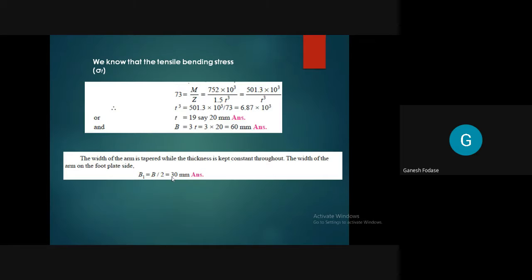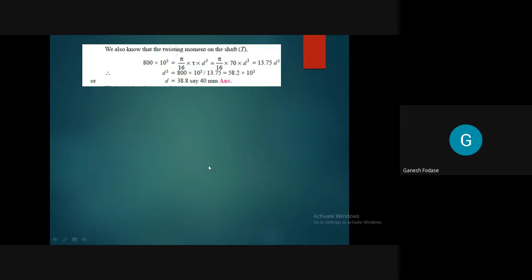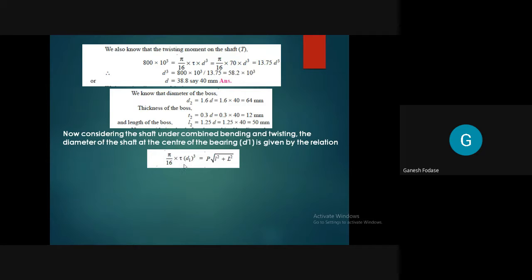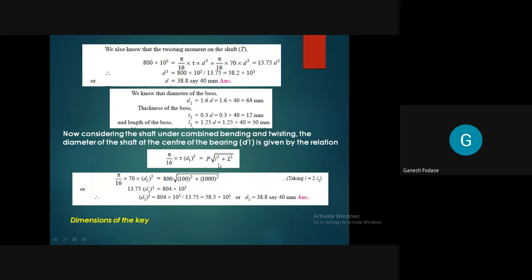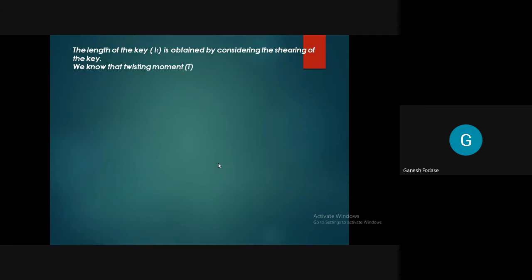So you can check what we found out. It's very simple. We started with the diameter of the shaft, D, in the region where the arm is connected, and in the bearing region, D1. For finding D, we consider twisting failure, pure torsion, because of a twisting moment. In the case of a boss, we find the dimension using standard values. In the bearing region, the diameter of the shaft is found using combined twisting and bending moment. After that, we find the dimension of the key using standard values for the diameter obtained, that is 40 mm, and then check the failure of the key by shearing failure.